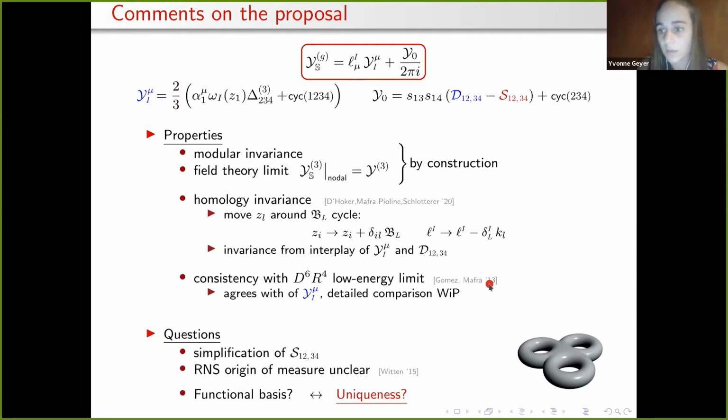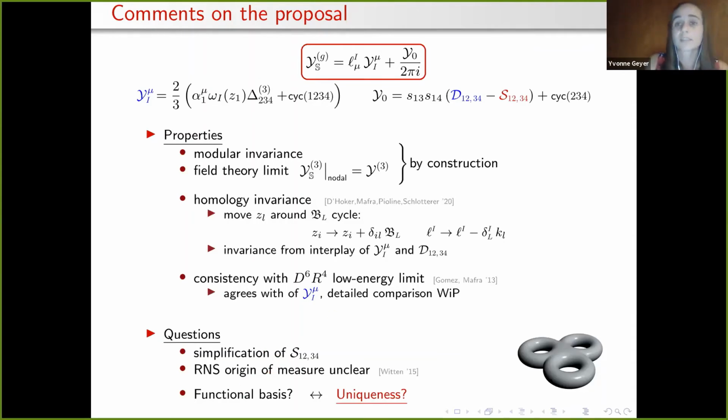Okay, just to wrap up, maybe let me end with some important questions. Now, it's not clear how you would simplify this. This is something we haven't been able to do. And this all ties back to whether there is a functional basis which we can use to write these things.